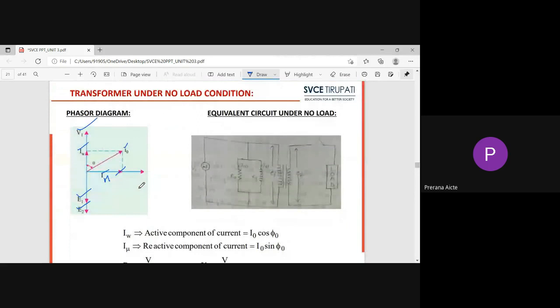So this is the phasor diagram and equivalent circuit under no load condition. Under no load condition, the amount of current drawn from the supply is the I naught current. Because of that, the winding resistance in the primary winding is also small, so we can neglect the primary copper losses. Then what is the amount of power drawn from the supply under no load condition? Only the core losses.